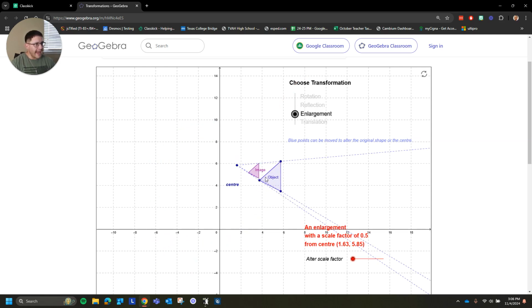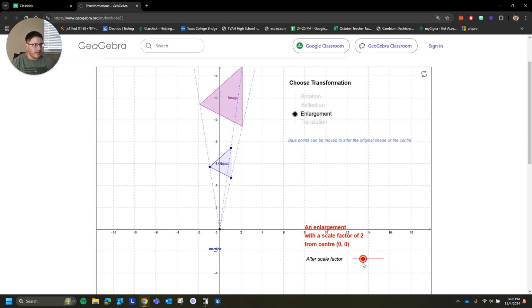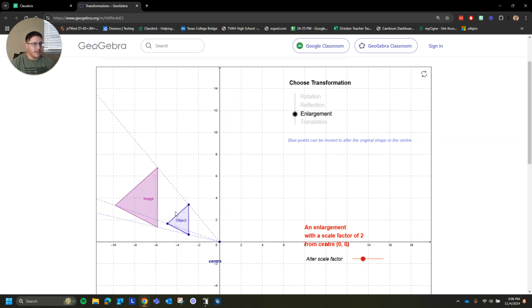Enlargement has the object and then the image, either above it or below. As you can see, this has a smaller image of the object. You can move the center wherever you want. You can move the object. And then you can alter the scale factor here, either decreasing its size or enlarging the size. And then again, moving the object to see what it does for enlargement.